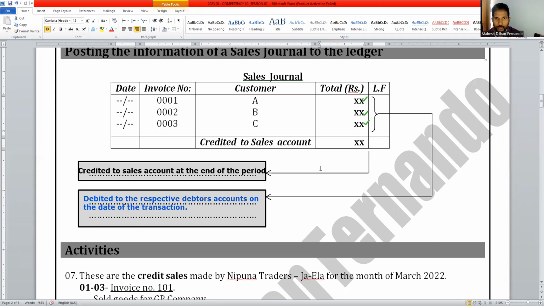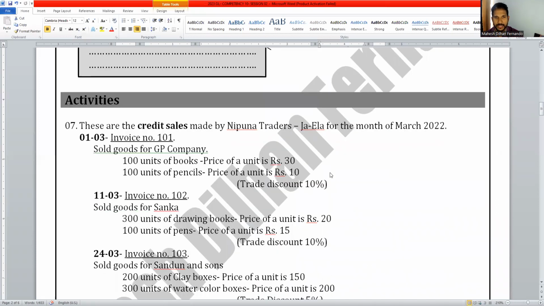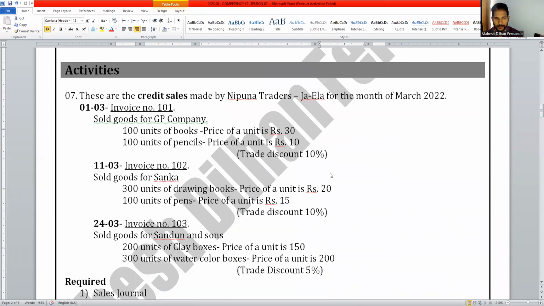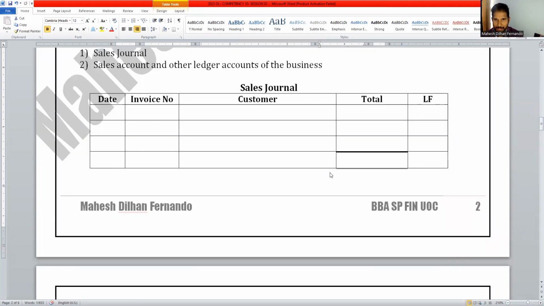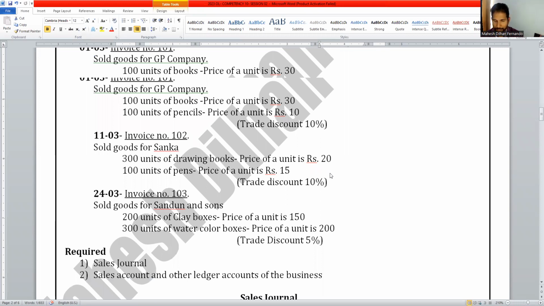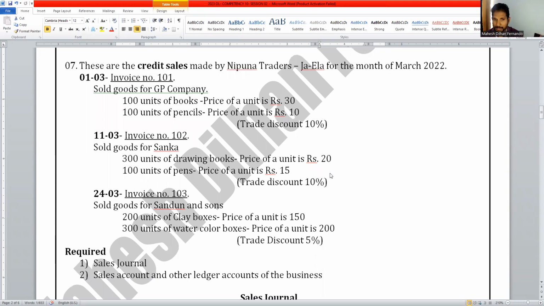Now let's move to activity number 7. Number 7. Can you prepare the sales journal and the relevant ledger accounts?